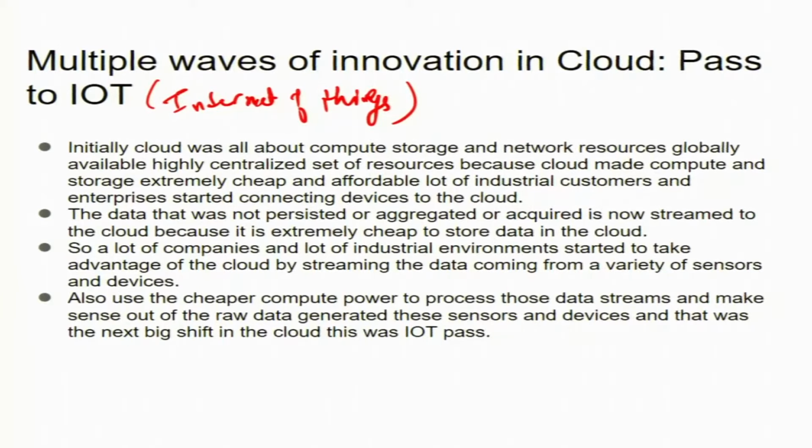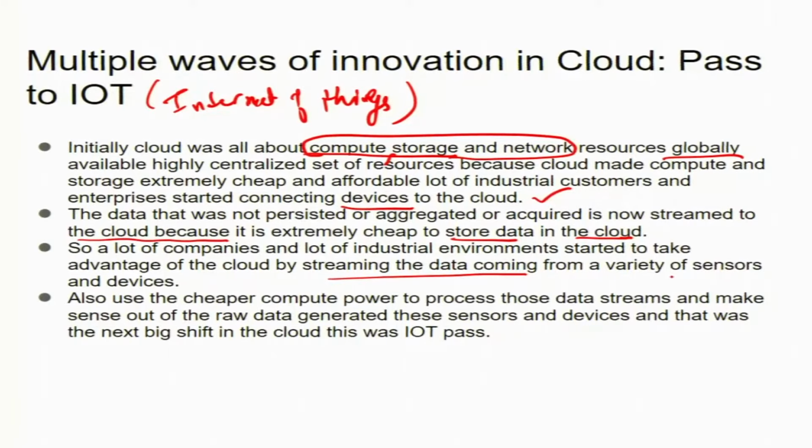So let us see that initially the cloud was all about compute, storage, and network resources. Earlier the cloud was talking about these three resources, which were to be globally available as a highly centralized set of resources. Now, because the cloud made compute and storage extremely cheap and affordable, a lot of industrial customers and enterprises started connecting their devices to the cloud. So the data that was not persisted or aggregated or acquired is now streamed to the cloud, because it is extremely cheap to store data in the cloud. Lots of companies and industrial environments started to take advantage of the cloud by streaming the data coming out of a variety of devices and sensors.